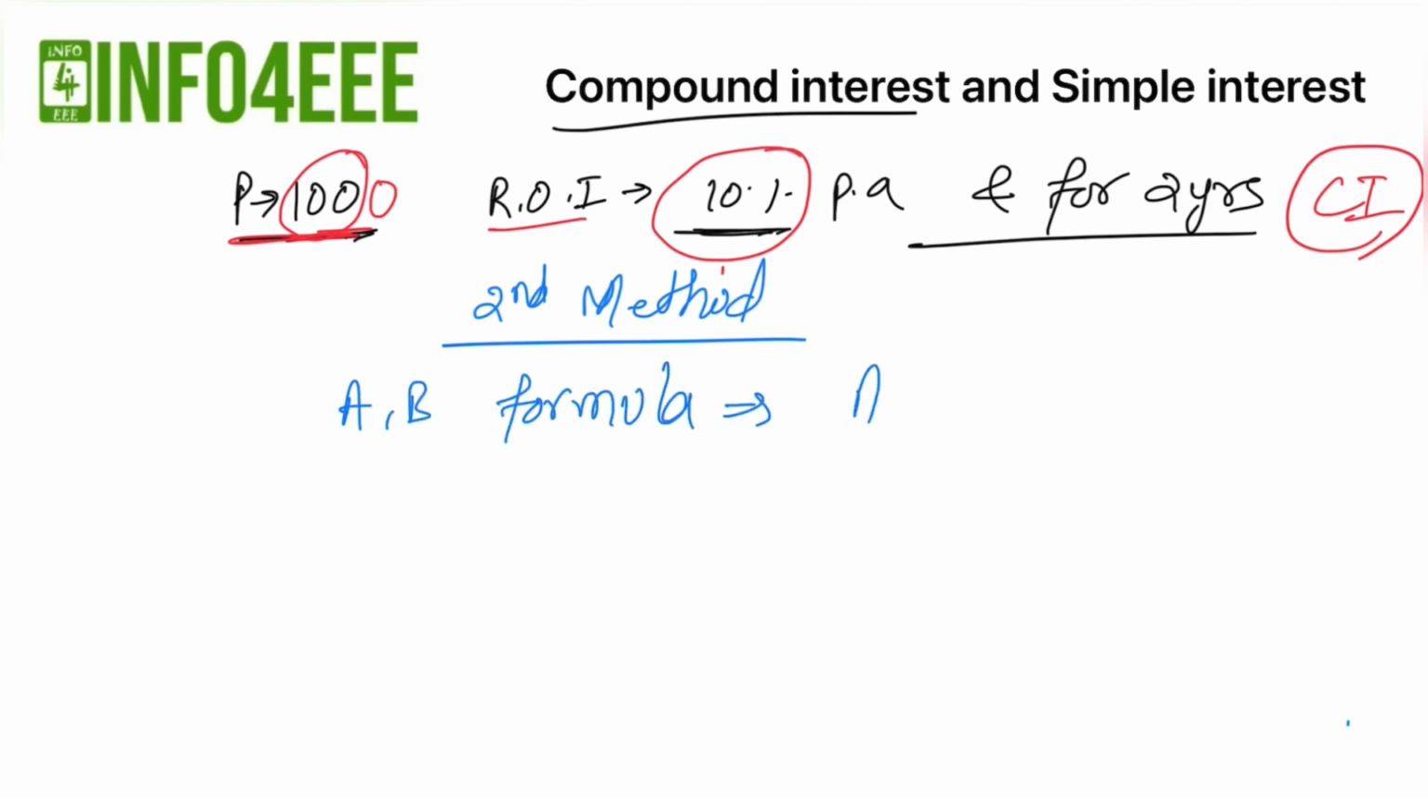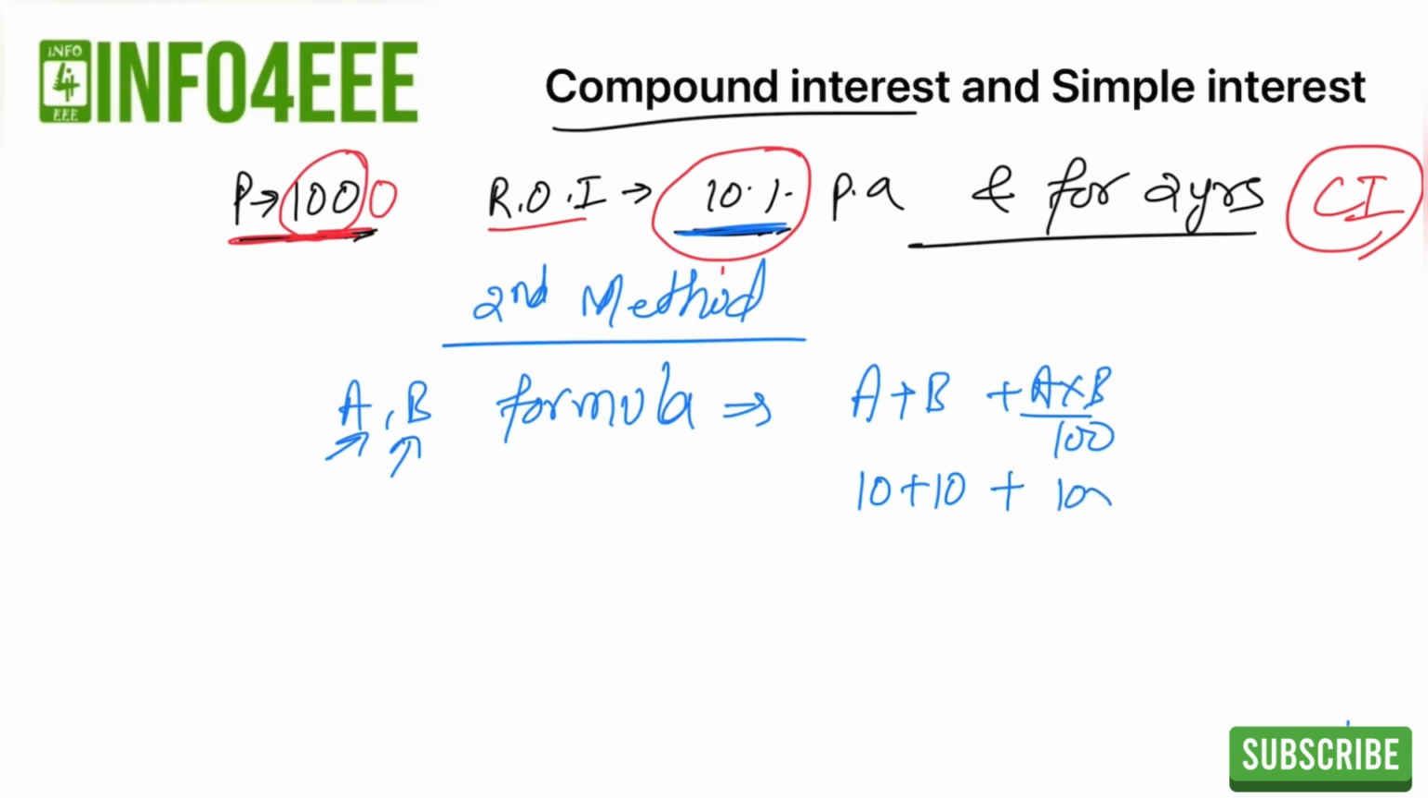So the formula is A plus B plus A into B upon 100, where A and B are the rates of interest. Now here you have a rate of interest of 10% per annum and this is the same for both the years. It means that A is the same, B is the same. Just fill the values here.